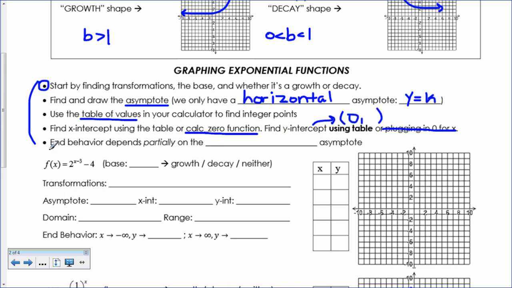And then we also have to find end behavior. End behavior is a little bit weird for this one because it depends partially on the horizontal asymptote.